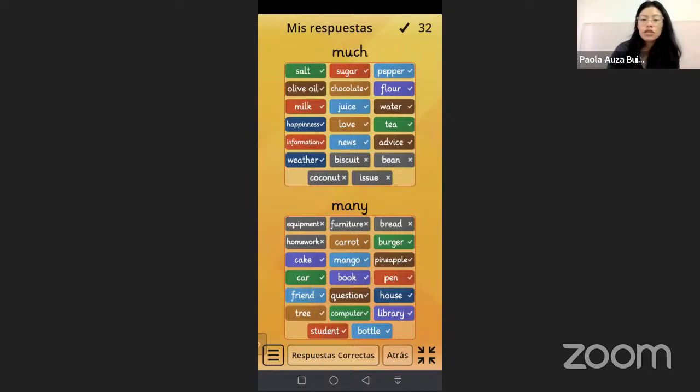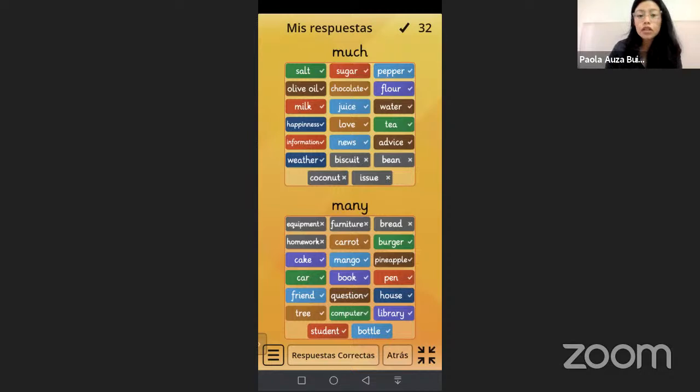Homework. Yes, you cannot count homework. You have maybe two assignments, three exercises, but you cannot count homework. Equipment, the same. It's like a general thing. Furniture, the same. You have to be specific if you want to count it. A chair, a table, two chairs, two tables, but furniture is not countable. And that's all. Any questions?